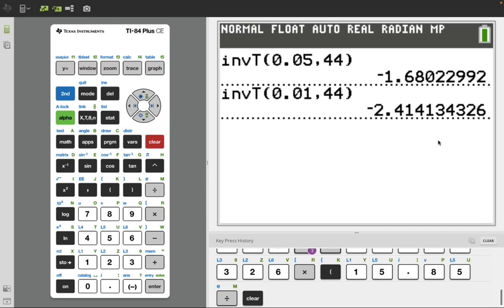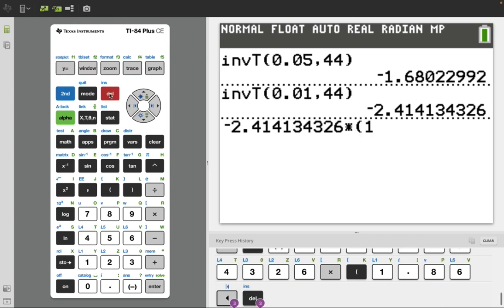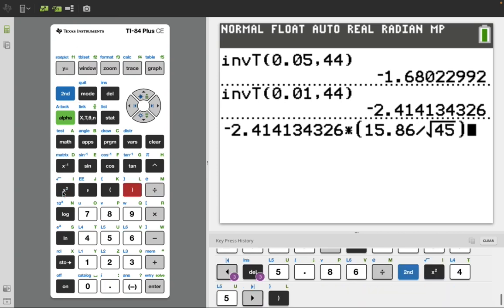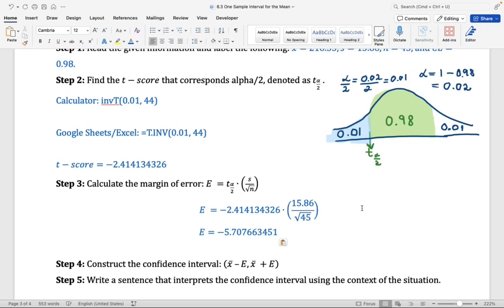Let me enter the value of the t-score. So we have negative 2.414134326. Then we're going to multiply by 15.86 divided by the square root of 45. Press enter, and here you have it. This is the value for the margin of error. So coming back to our notes, we're just going to go ahead and write that value.